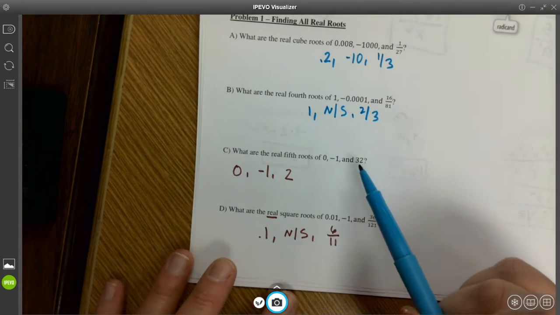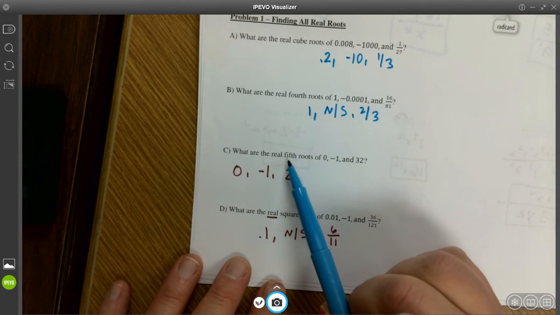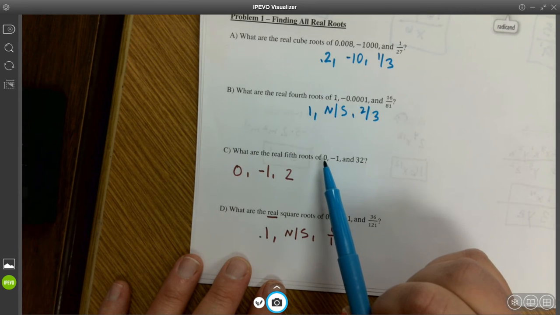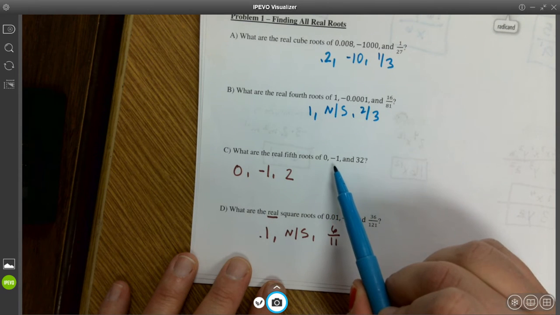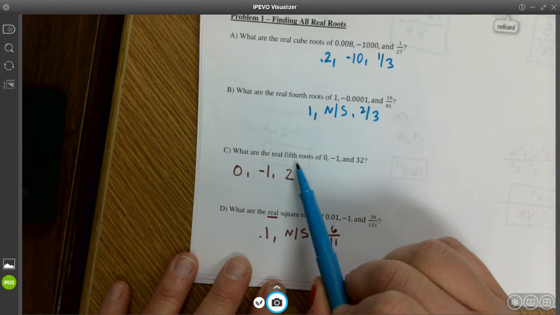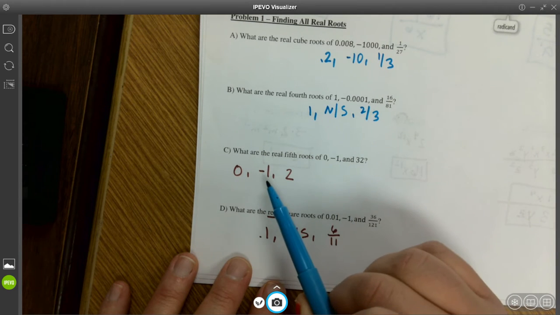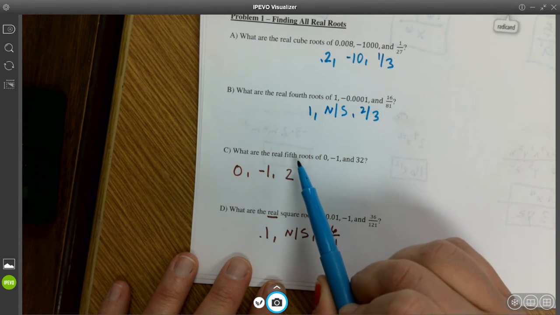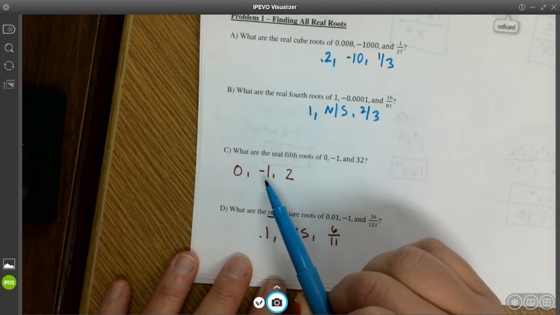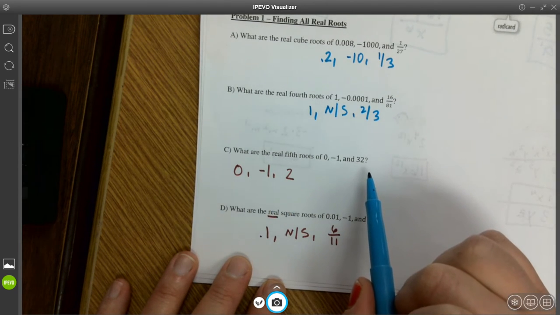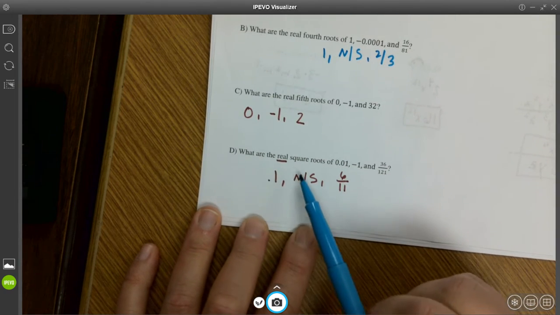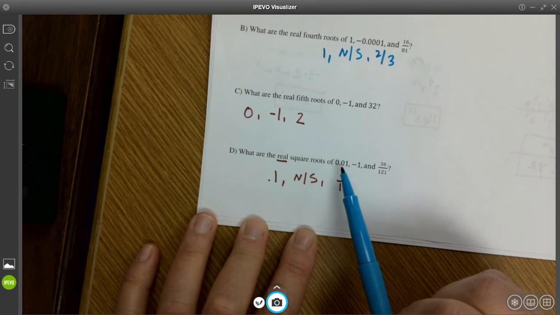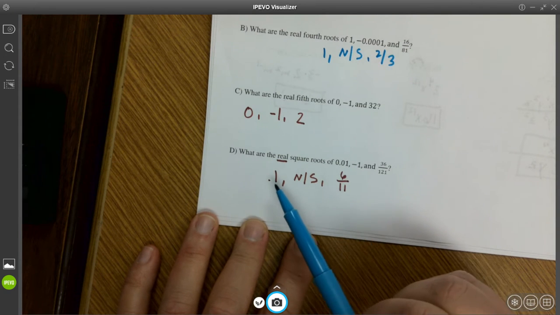So these I did in my head because you get used to it. But a 5th root, you can have a negative. Taking roots of 0 is always going to be 0. That one was kind of easy. 5th root of -1, you can still have a negative because this is odd. The 5th root of -1 would just be -1. So when you have an odd root, if you start with a negative, you should end with a negative. And my 5th root of 32 is 2. For D, real solutions. So if I put the square root of 0.01 on my calculator, I would get 0.1.